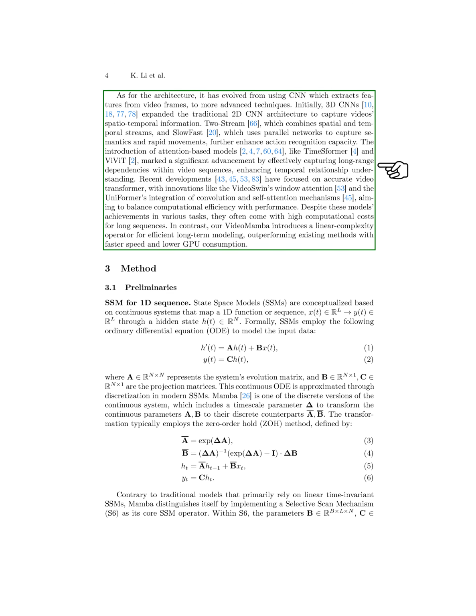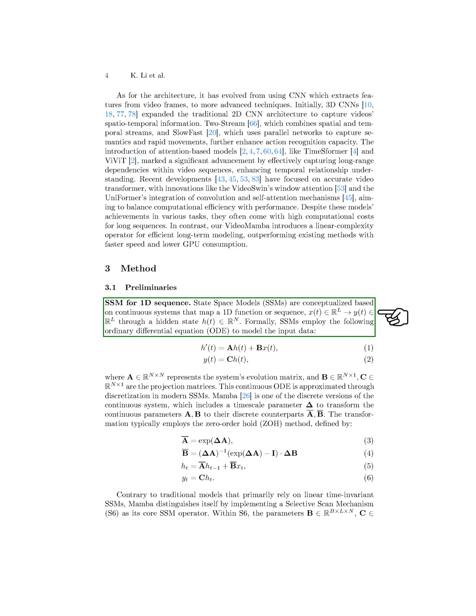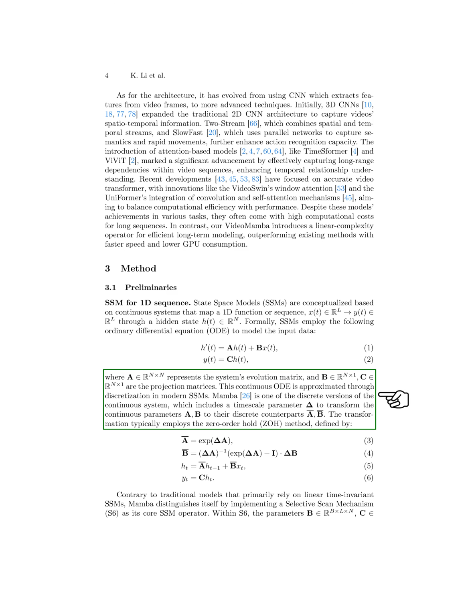Section: Preliminaries. In this section, we delve into the concept of state-space models, SSMs, for 1D sequences. We start by defining SSMs as systems that link a 1D function or sequence to a hidden state through an ordinary differential equation, ODE. The ODE involves the evolution matrix A and projection matrices B and C. To make the continuous ODE manageable, modern SSMs discretize it. One such discrete version is Mamba, which introduces a timescale parameter, delta, to convert continuous parameters to their discrete forms.